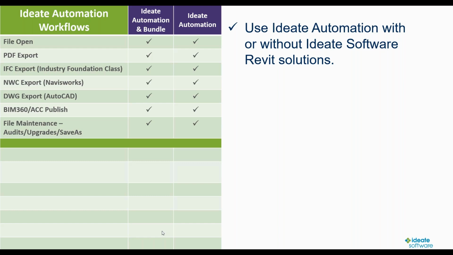We can also publish on demand to BIM 360 ACC. We know that currently there is a restriction to once a week by admins that you can only publish your models to BIM 360. We allow you to publish on demand by any user. And we have a series of maintenance scripts to perform maintenance tasks on your Revit file, so creating archive copies, audits, that sort of thing.